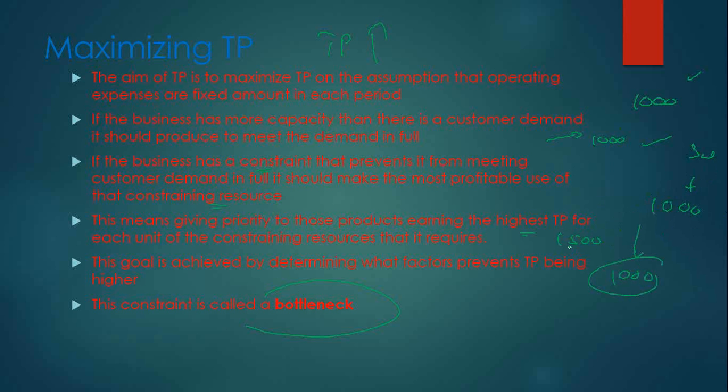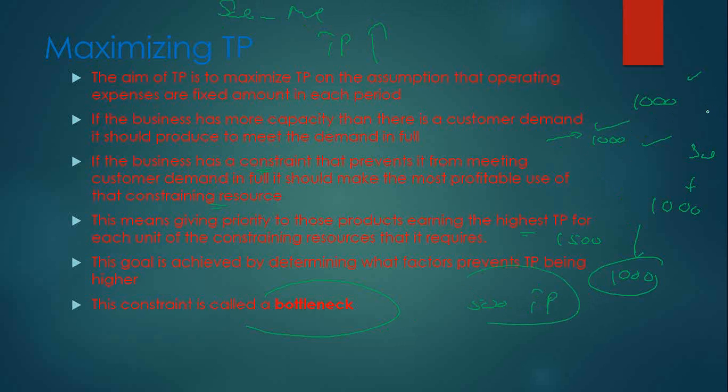Clear? Yes. So what I told was, if your capacity is 1500 and the demand is 1000, don't produce 1500. Because that extra 500 you produce is not going to add any TP. TP is always based on the sales minus material cost. So don't produce any extra production. But if the demand is 1000 and if you have capacity for 1000, go and produce.